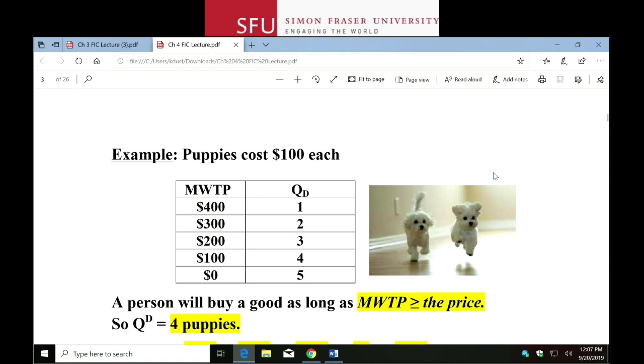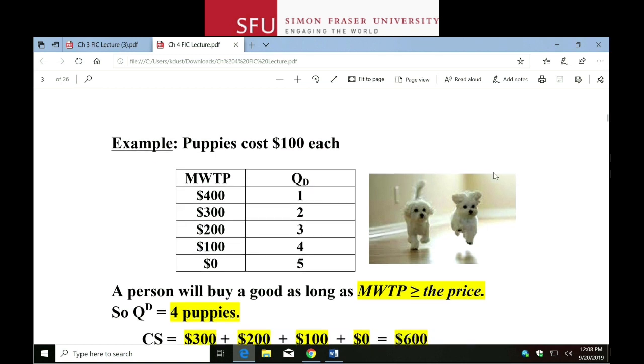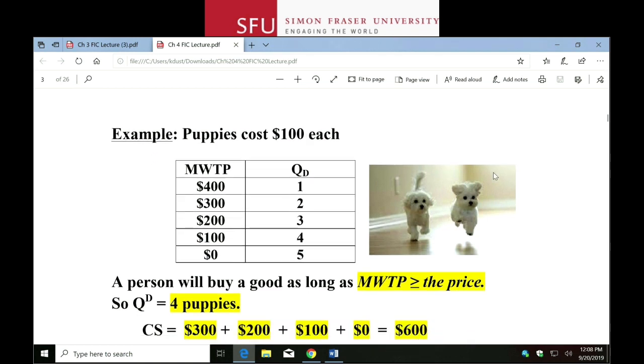So how much surplus did they get for the first puppy? 300. 400 minus 100. So they got $300 of surplus from the first puppy. How much surplus for the second puppy? 200. So 300 minus 100. From the third puppy, they get 100. And from the fourth puppy, no surplus on that one. Okay. So total surplus, total $600.